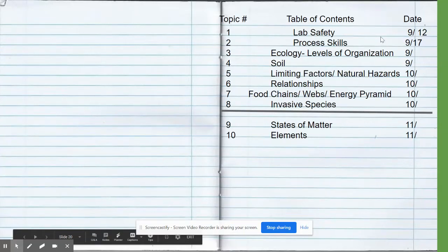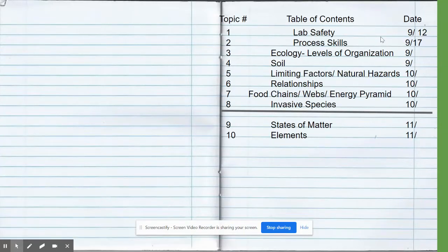All right, we are moving on with our virtual notes today. So today you're covering topic number 10, elements, and then you can fill in today's date based on your A day or B day. So again, topic number 10, elements, and today's date in your table of contents.